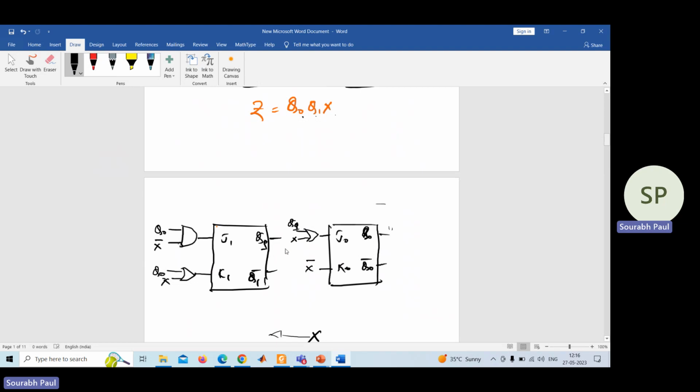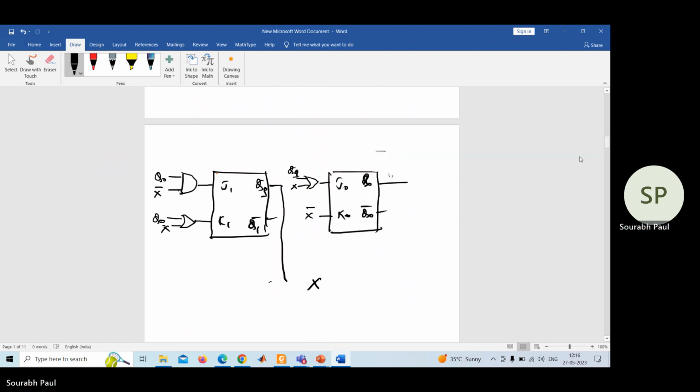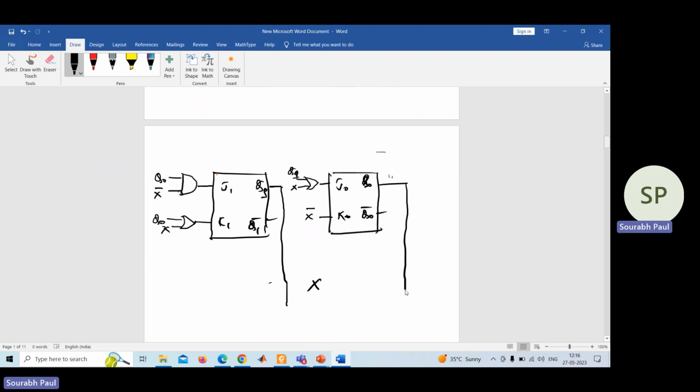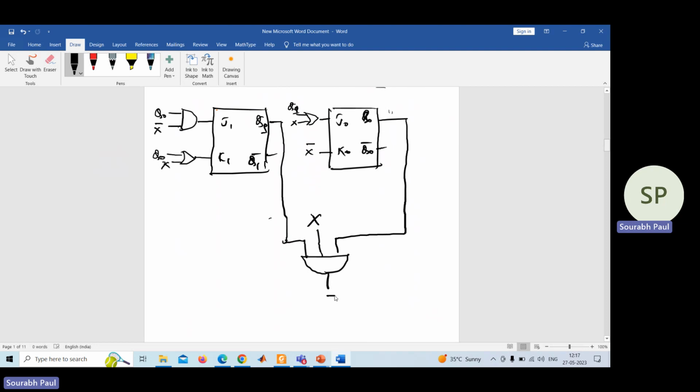So you can take Q1 from here and Q0 from here. So you can take one of the line from here, another line from here, and other line from X, because you had Z equal to Q0, Q1 and X, so you have to use an AND gate, and that is your Z output. This is nothing but your output. Z is Q1, then Q0 and X in AND relation. So you almost completed the entire circuit.